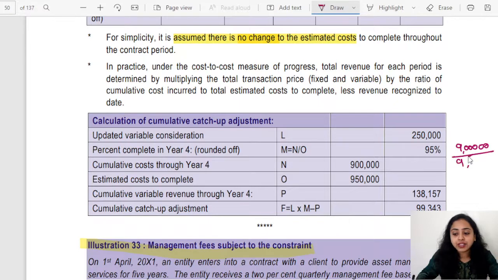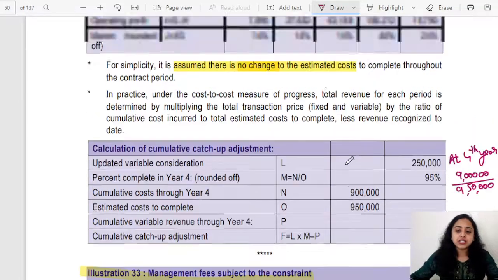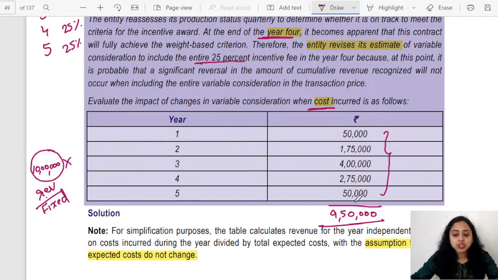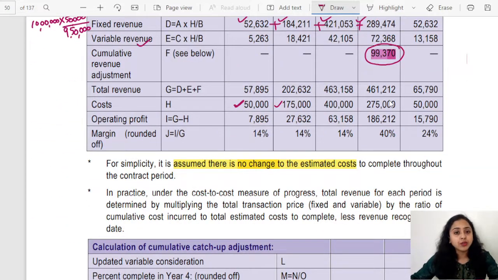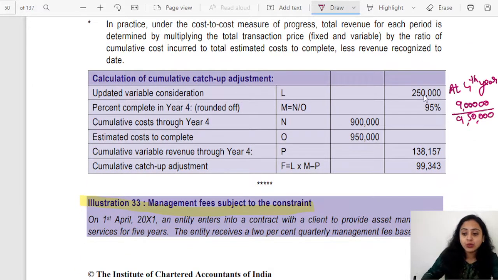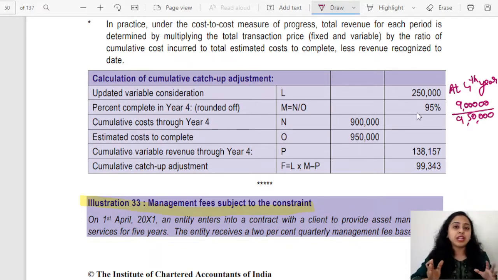How come? See, for example, if we talk about 2,50,000, now 95% has been calculated because 9 lakh cost divided by 9,50,000. Why has 9 lakh cost been taken? At the fourth year, the cost completion is, see, calculate. This total cost is 9,50,000. So till year 4, you have incurred 9 lakh cost. So till the fourth year, 95% of the cost has already been incurred. So 95% of this 2,50,000 revenue must be recorded. Okay, so 2,50,000 into 95%.